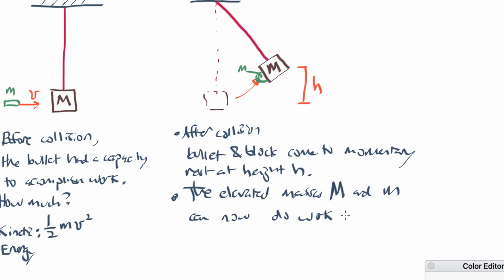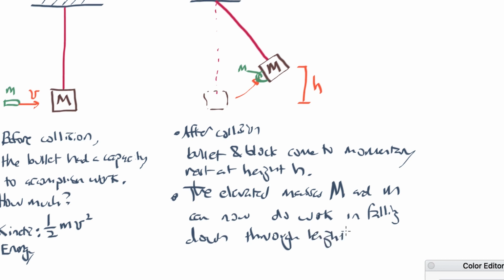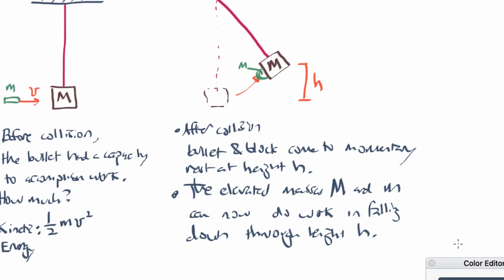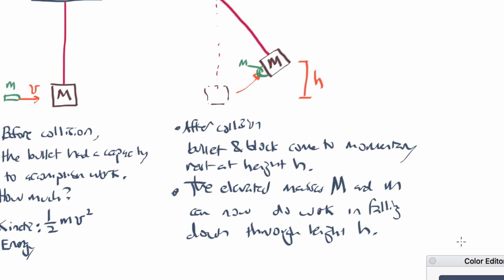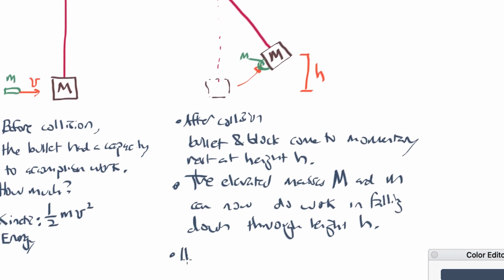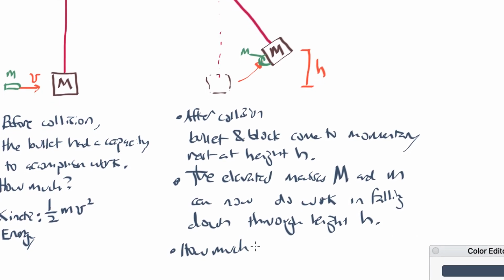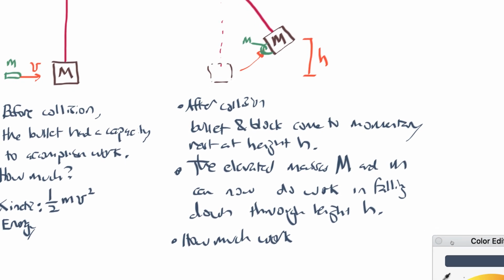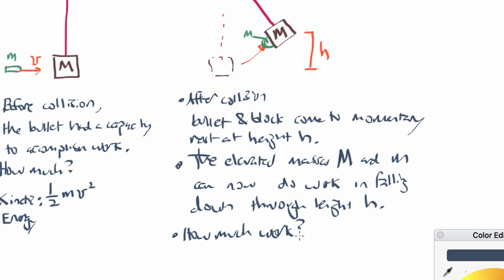How could they do work? Well, in falling back down through the height h. Just as in our previous lecture, we talked about whenever you have a mass that's elevated by some height, that mass in falling back down or descending can accomplish work. So the question is, how much work could these two masses, after having been elevated by height h, do?